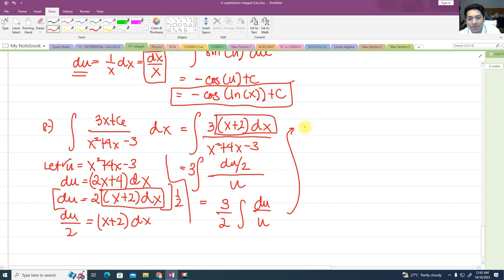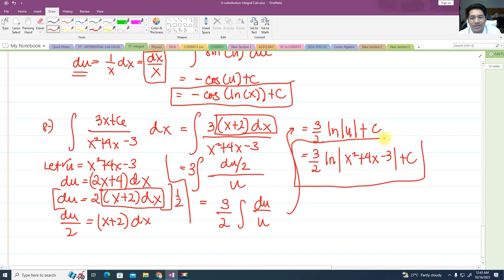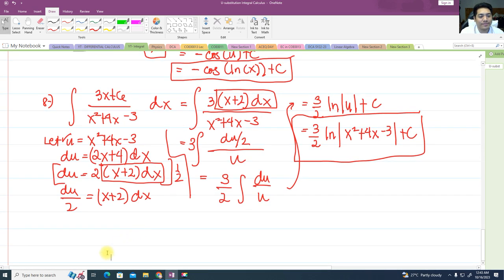If we integrate du all over u, we know that that would be 3/2 ln of absolute value of u plus c. Du all over u is the absolute value. So going back to its original variable, what is u equal to? We have x squared plus 4x minus 3. So that will be our answer for this given problem. That's the U-substitution. That's how it works.